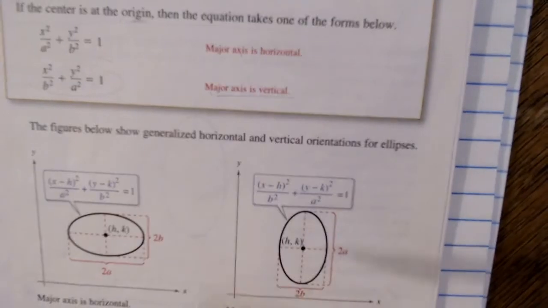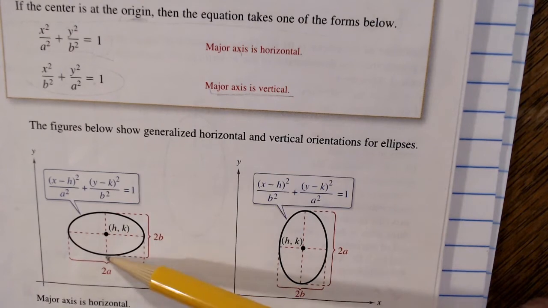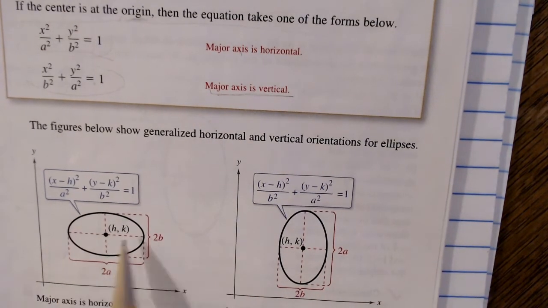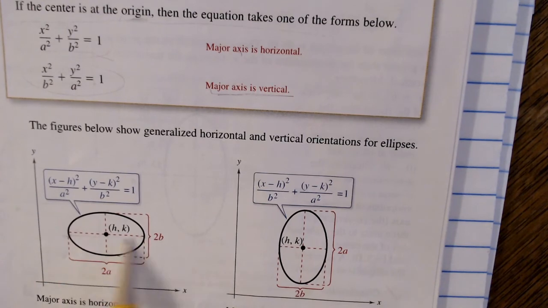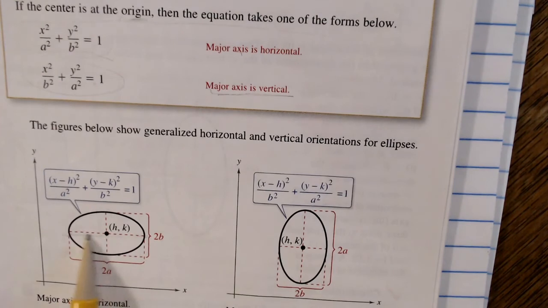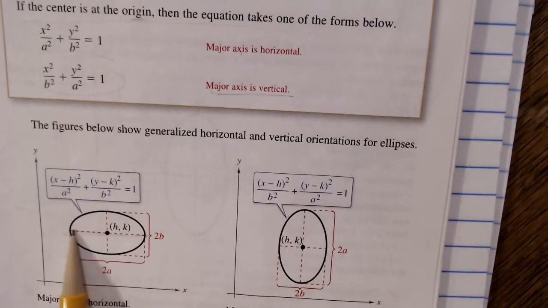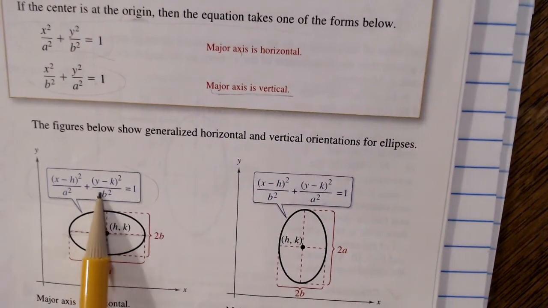And here's how 2B. So from here to here is 2B. From this point to that point, this is a vertex, this is another vertex, that's 2A. This is your center. Now, this is your major axis. It's horizontal. So therefore, the formula you're gonna use is this one.